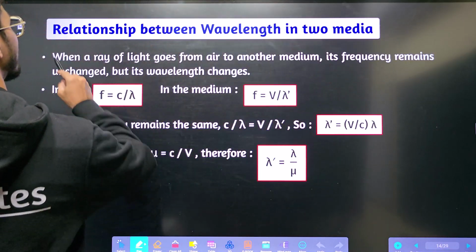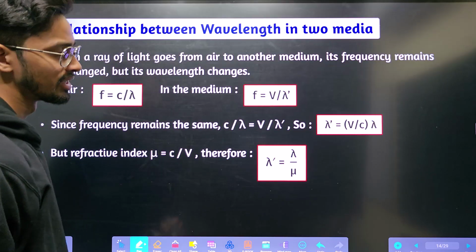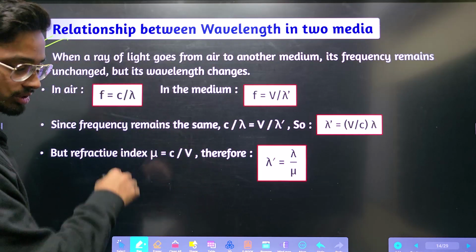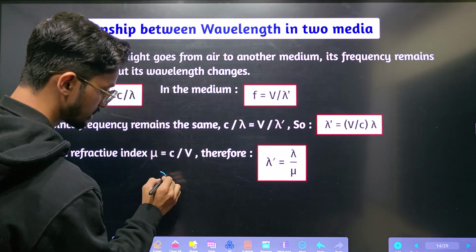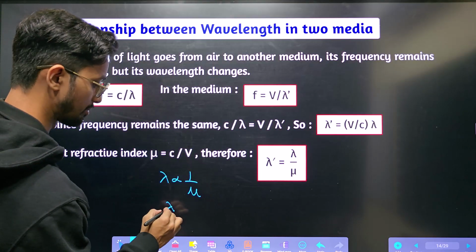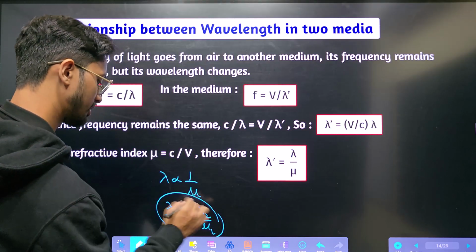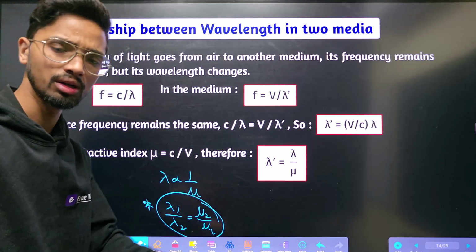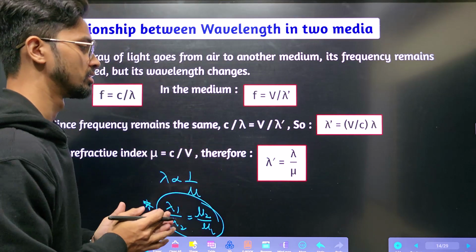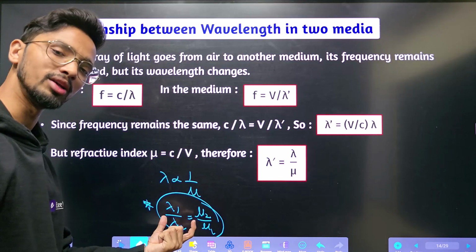Next, relationship between the wavelength in two media. In a simple way, I'll explain. We know that lambda is inversely proportional to mu, right? So we can say that lambda 1 upon lambda 2 is equal to mu 2 upon mu 1. It can be any two mediums: air and glass, air and water, water and glass. Simply learn this.